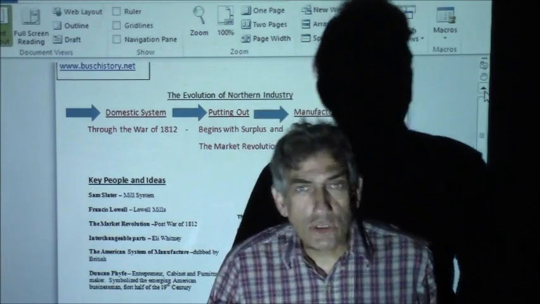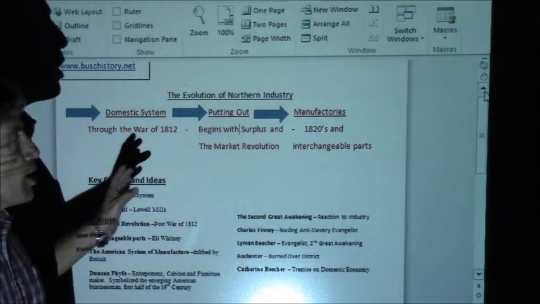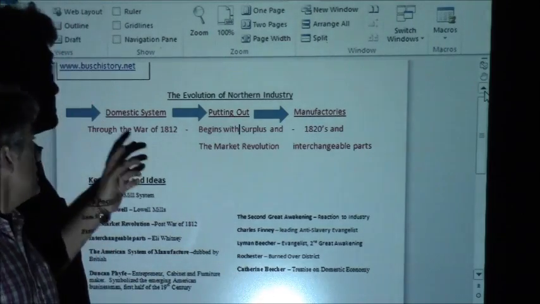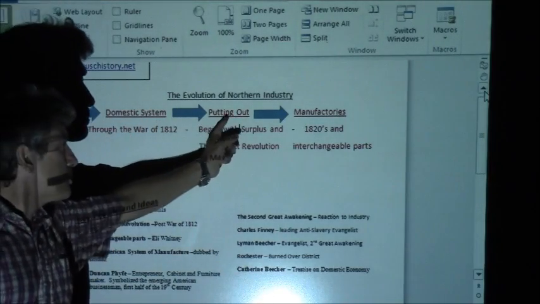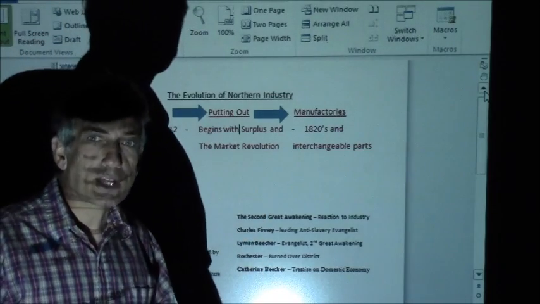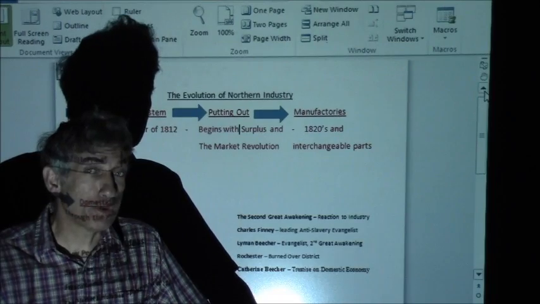Well, if you take a look at the flow chart here, I'd like you to go a little further with this. There's an evolution in industrialization in the North. And we start with the domestic system, then we go to the putting out system, and go to something called manufactories. Yes, that's where manufacturing comes from, because it's men doing this. That's exactly what the word means.